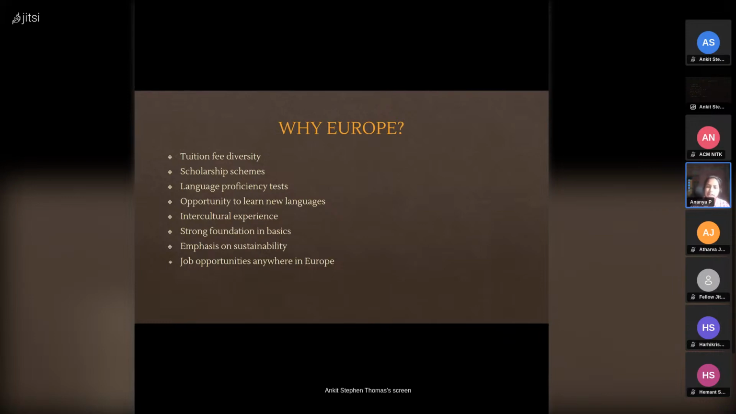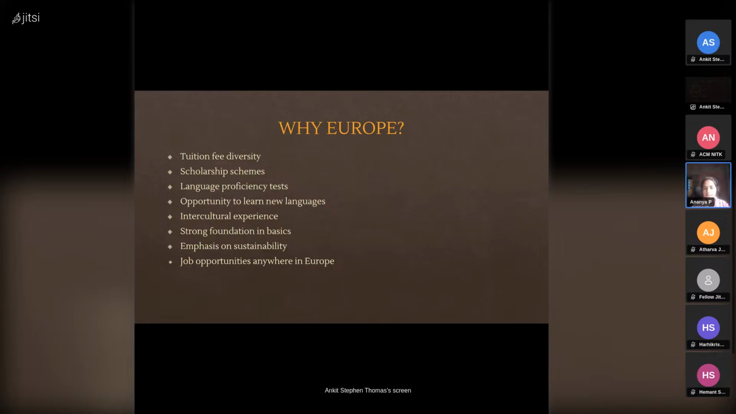And intercultural experience: countries like France and Germany especially are a hub for international students, and you have people from all over the world coming to study over here, which is again a really good opportunity for exposure to new opportunities and new relations. And another thing when it comes to the European education system is the strong foundation in basics.